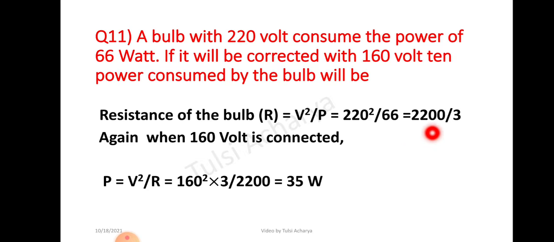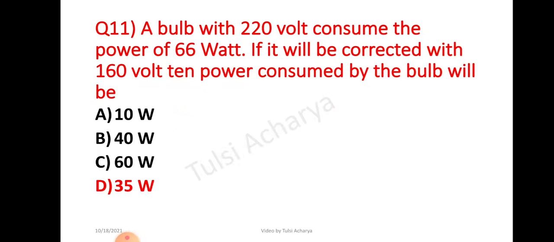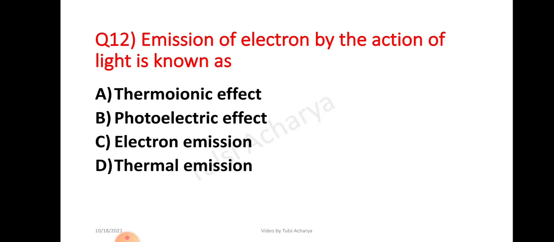R will be 2200 divided by 3. By using the same R and this voltage we find the new power. New power will be 35 watt. That is in option choice D. Now let's move to question number 12.